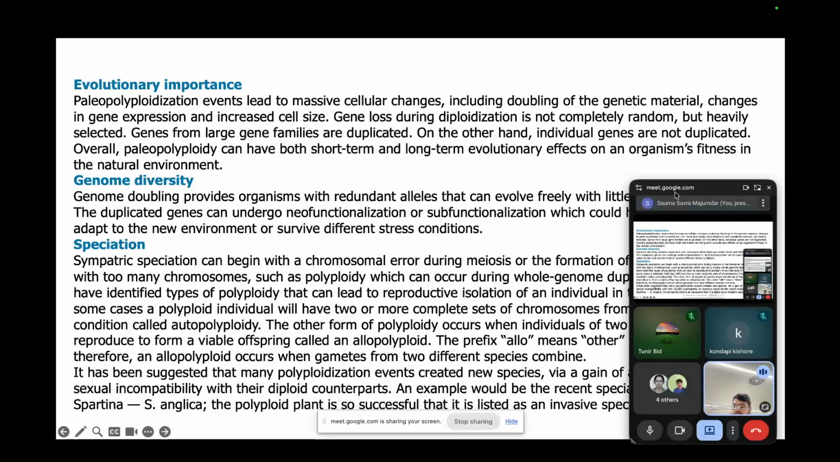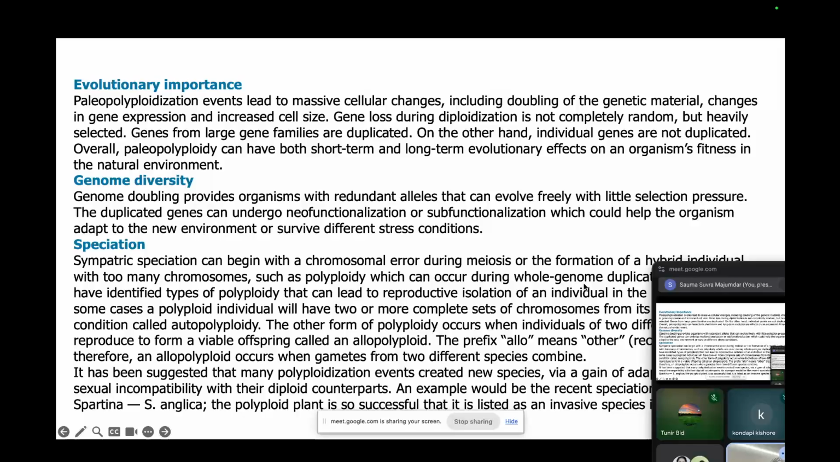Evolutionarily, it is very important. This leads to massive changes in cellular structures. It changes gene expression, increases cell size, and can also cause gene loss during diploidization, and it will also definitely duplicate certain genes. So it can have both long-term and short-term evolutionary effects on an organism's fitness with respect to the natural environment.